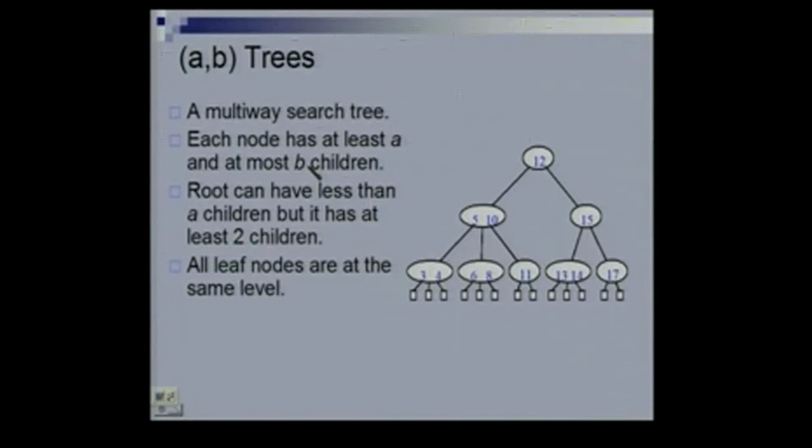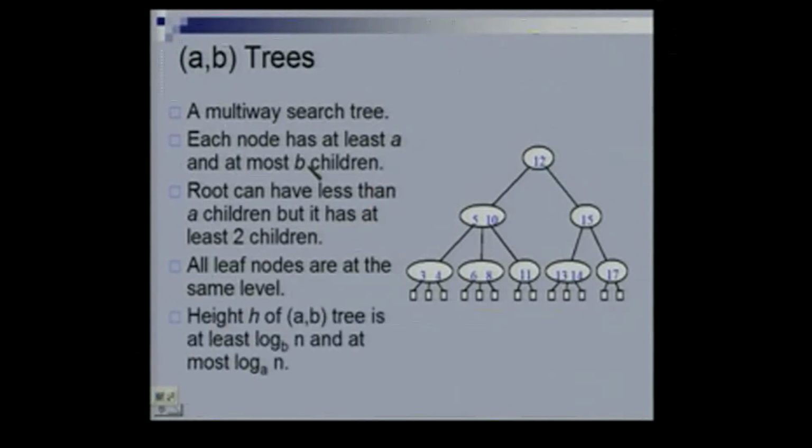Again, all leaf nodes are at the same level, and the height. So, what is the height of an A-B tree now? We have seen this before: log n to the base B is the minimum height and log n to the base A is the maximum height. You can contest this a little bit, because the root has only 2 children. The maximum height would be when the root has 2 children and everyone else has A children. So, there would be a plus 1 here perhaps, but this would be roughly the bounds, okay.